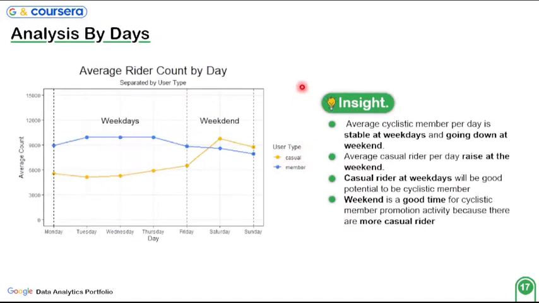Analysis by days shows us that the number of Cyclistic members on weekdays tends to be more stable, and on the weekend there are more casual riders than Cyclistic members. So, the weekend is a good time for Cyclistic member promotion activity because there are more casual riders.